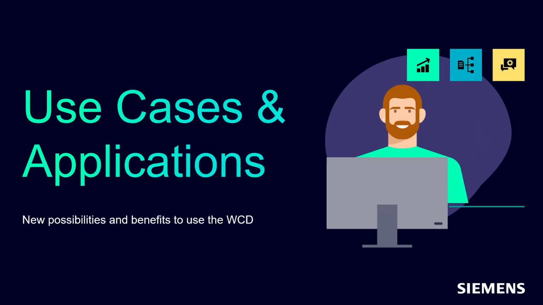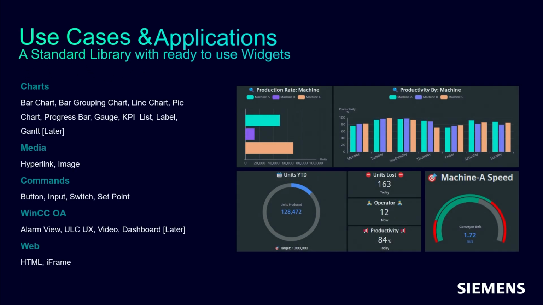Let's share some use cases and applications. We now have in the new dashboard a standard library with ready-to-use widgets. Please have a look at this slide here. For example, we have standard charting functionality like a bar chart, a line chart, pie chart, and so on. When you have text, you can use the KPI list or the label.